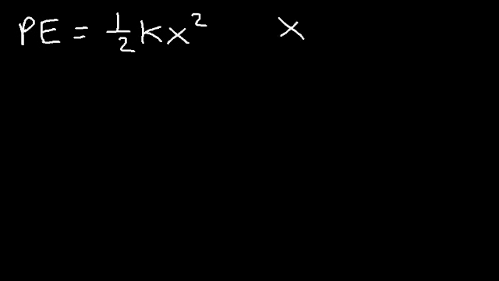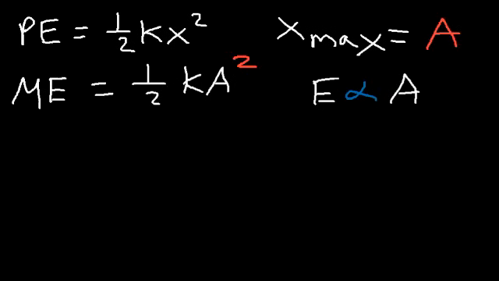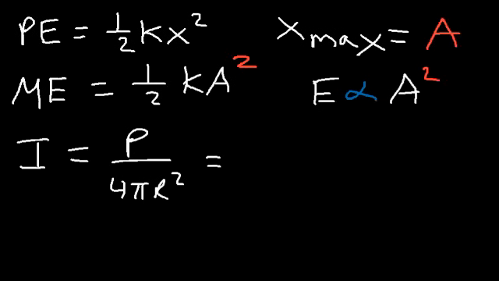If you recall from the simple harmonic motion of springs, the elastic potential energy is equal to 1/2 kx squared, where x is the displacement of the spring being stretched or compressed from its natural length. The maximum displacement is known as the amplitude. The mechanical energy, which is the total energy of the system, is 1/2 k times A squared. So we could say that the total energy of the system is proportional to the square of the amplitude. Now we know that intensity is power divided by area, and power you can view as energy divided by time.